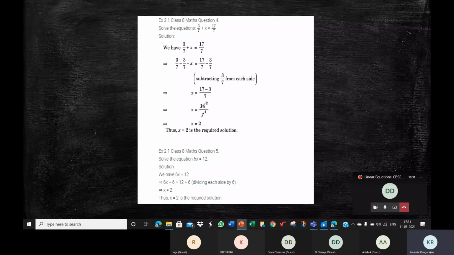Any questions? Ma'am? Yes, please ask me. Ma'am, I can understand the step solving x equal to 17 minus 3 by 7, and after that also I can understand. But before that I cannot understand it, ma'am. Which one? You start from the beginning. You tell me.